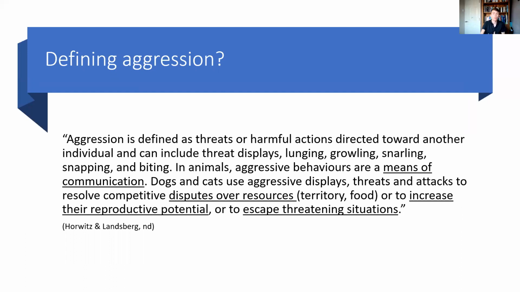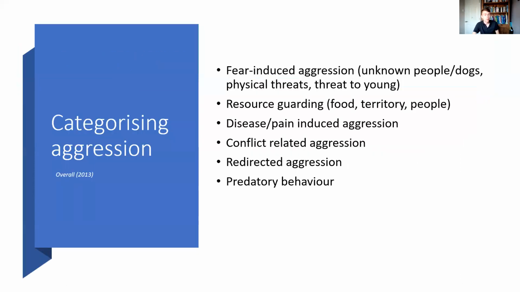So that's one definition of aggression, and it's quite a hard thing to define because there are so many different situations in which it occurs. If you're seeing an aggressive behavior, it doesn't necessarily tell you anything about the cause of that behavior in itself. So what might cause aggression? There are a few different broad categories that we generally use to categorize aggression.